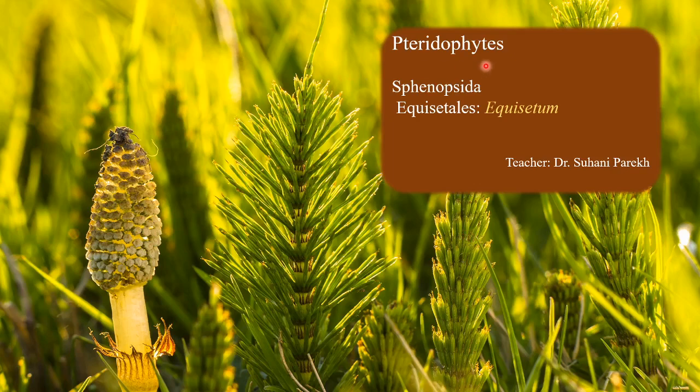Today in the unit of pteridophytes, we are going to learn about the life history of Equisetum. Equisetum belongs to class Sphenopsida, and this class has four orders that we had understood in the classification. Of those four orders, we are going to learn about Equisetales, which has Equisetum as the genus. This Equisetum is a living fossil because this is the only surviving member of class Sphenopsida.